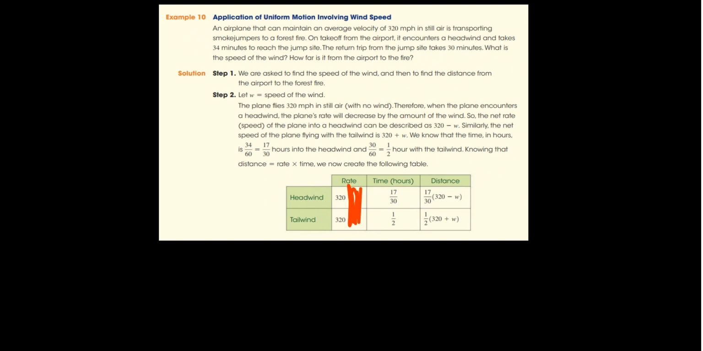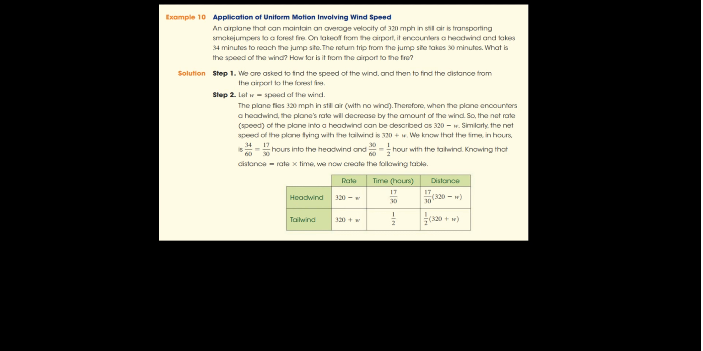Okay, and we have it broken up into headwind and tailwind. Going against the headwind is going to impede us a little bit. We don't know how much, but we know it's going to impede us by whatever the speed of the wind is, which we're going to call W. Well, on the return trip, we have the tailwind, so we have the wind behind us and it's pushing us, so it's going to help us out, and so we're going to have a faster rate. Okay, so that would cover the rate.